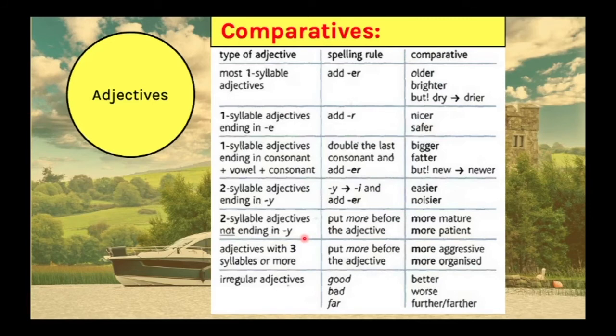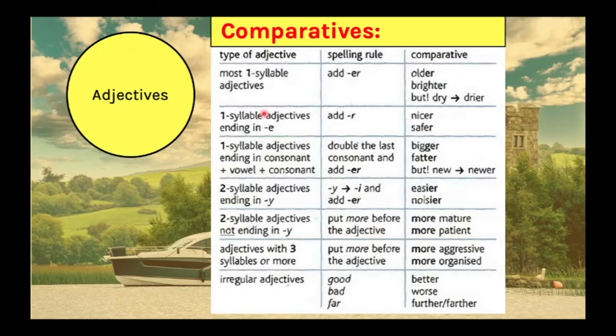But how do we know when we use an adjective and -er, or more and an adjective? That depends on the number of syllables an adjective has. For that, we have seven rules. Let's see the first rule. Most one-syllable adjectives, we add -er.